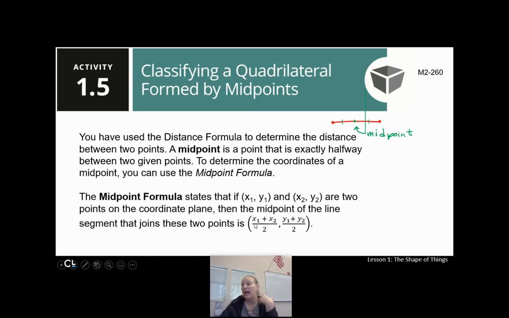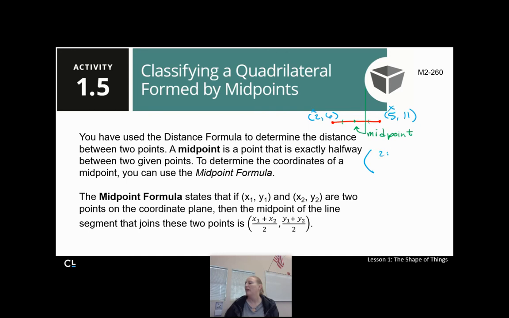Like I said, we find the average of our x's: we add our x coordinates and divide by 2. We find the average of our y's: we add the y coordinates and divide by 2. And lo and behold, there is your midpoint. To give you an idea, let's say that this point is at 2, 6. And again, it's not to scale. We're going to say that this point is at 5, 11.